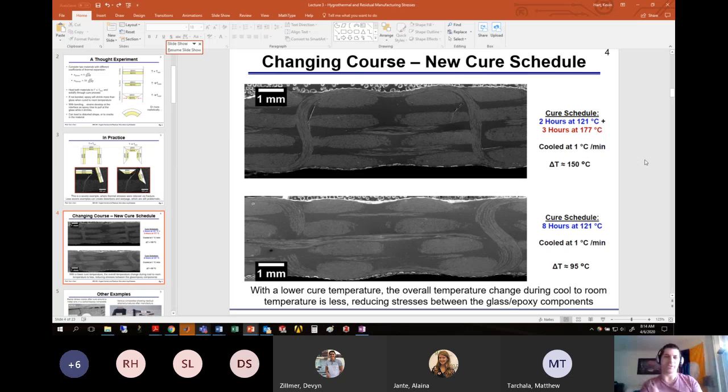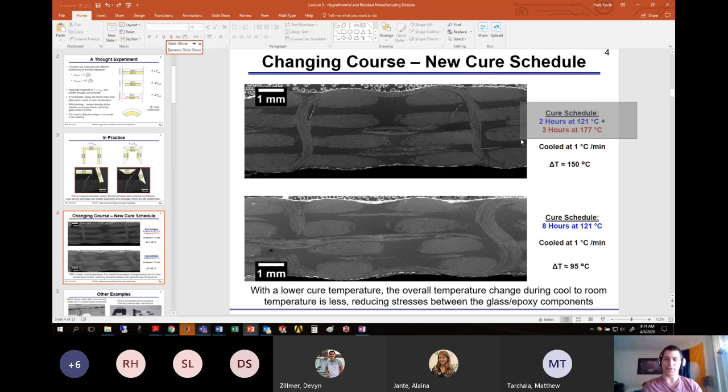All right. So I had to adapt on the fly and say that, okay, if the temperature change for this cure from 177 to room temperature is about 150 C, let's see if we can reduce the total temperature change required from the heated condition to the cooled condition by changing the cure schedule.